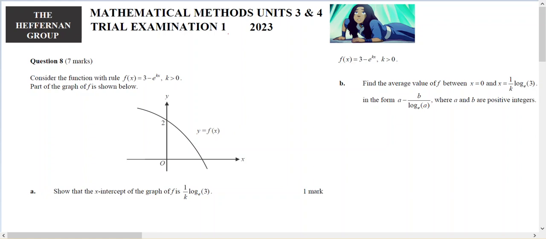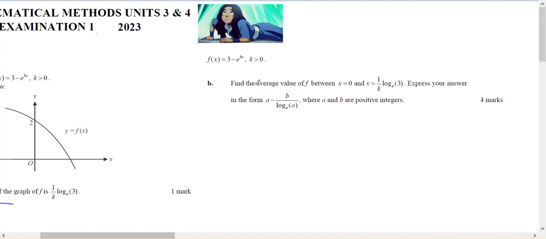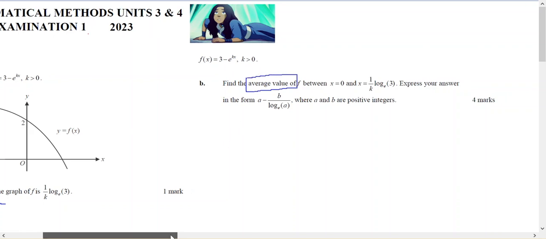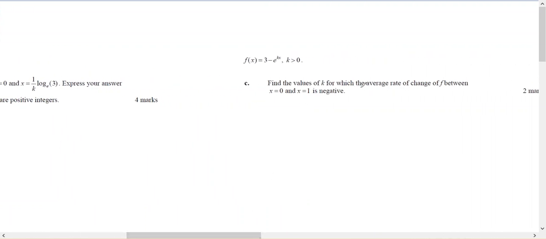Question number 8 involves this exponential and the graph's been drawn for you. It's to show that the x-intercept is a particular value. Part B is a question about average value. So do we know the formula for average value? And part C is the average rate of change. So it's really questions about the difference between average value and average rate of change.